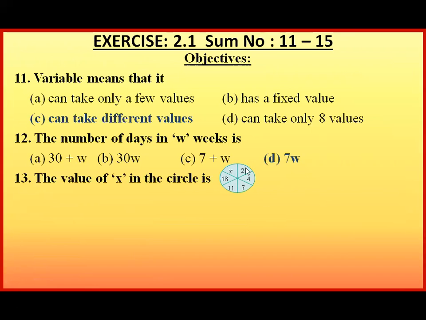The value of x in the circle. When you look at the circle, you have 2, 4, 7, 11, 16. Let's find the value in the circle. The answer is 22, because 2 plus 2 is 4, 4 plus 3 is 7, 7 plus 4 is 11, 11 plus 5 is 16, 16 plus 6 is 22.